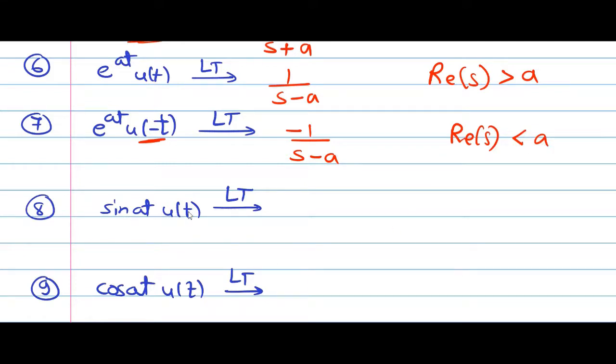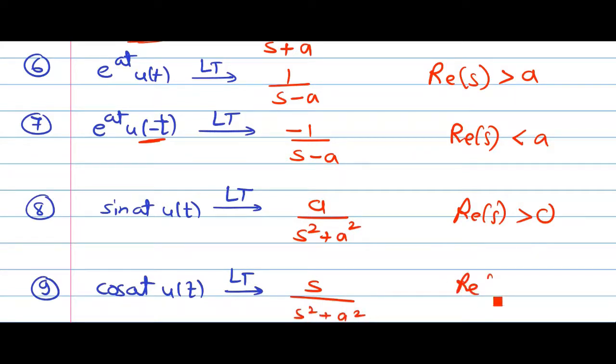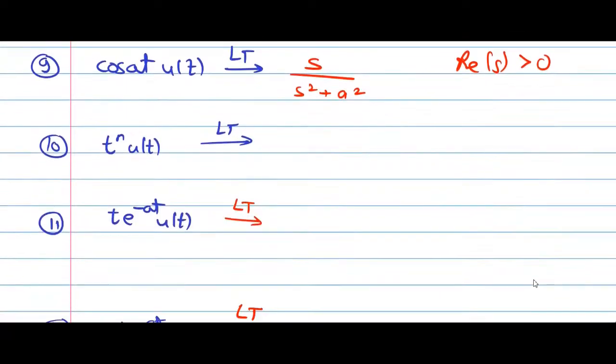Then sin at U of t has Laplace transform A upon S square plus A square and the ROC is real of S greater than 0. Then cos at U of t has Laplace transform S upon S square plus A square and the ROC is real of S greater than 0. Then t raised to n U of t has Laplace transform n factorial divided by S raised to power n plus 1 and for the ROC real of S is greater than 0.